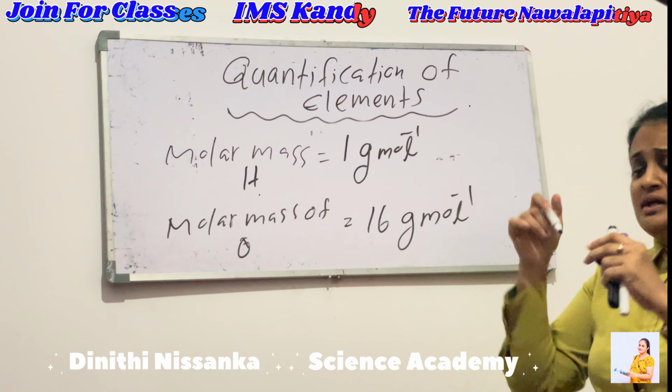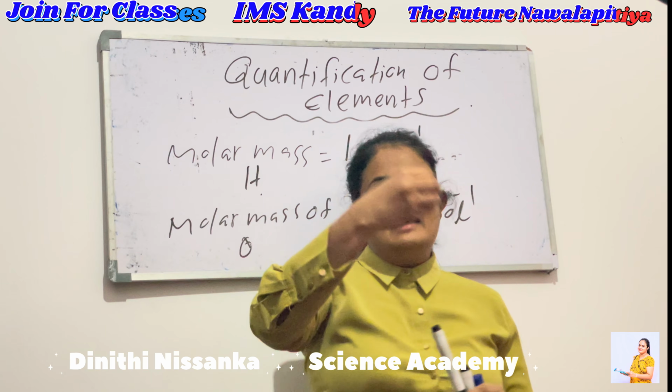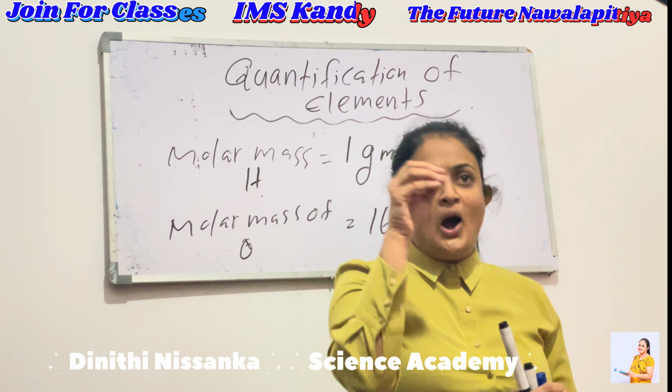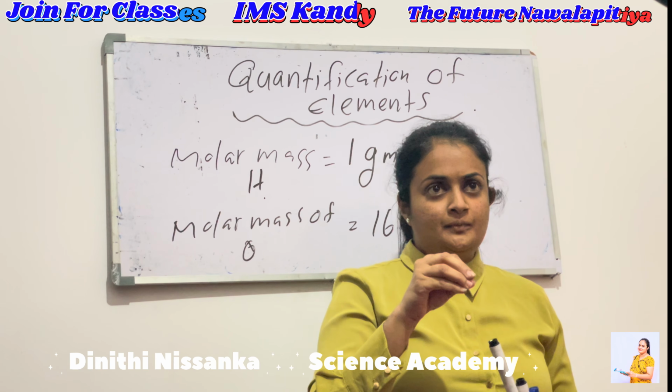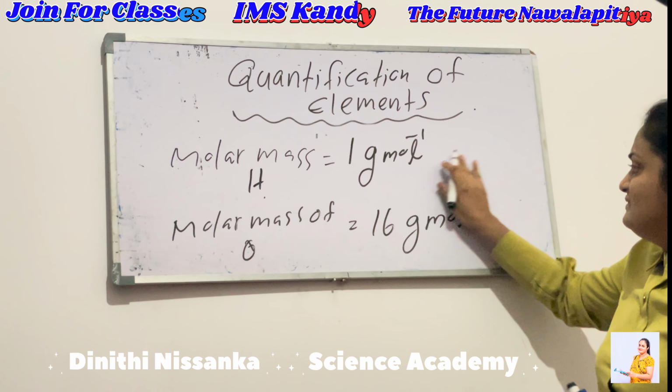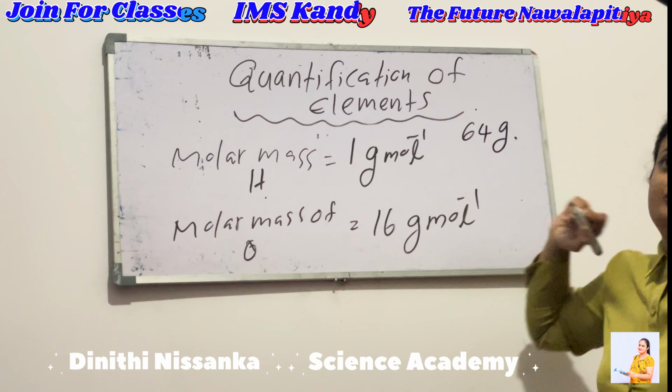Then how do we calculate the number of moles of a substance if the mass is given to us? How to calculate the number of moles of a substance? For example, let's see. I have 64 grams of oxygen.